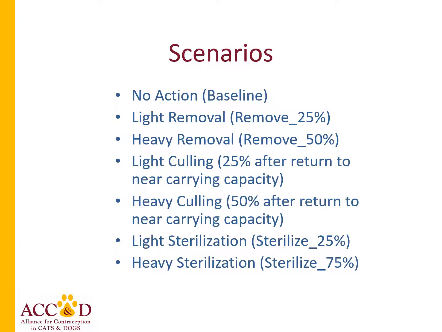Done the same thing with culling, which is the same as removal, except that in culling, rather than removing animals every time step, we remove the dogs initially and then let the population build back up more or less to its starting point before we do another cull. And then finally, sterilization. The light sterilization involves sterilizing 25% of the reproductively capable dogs every 6 months, and the heavy sterilization involves sterilizing a higher proportion of them.